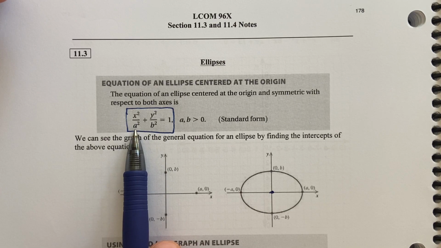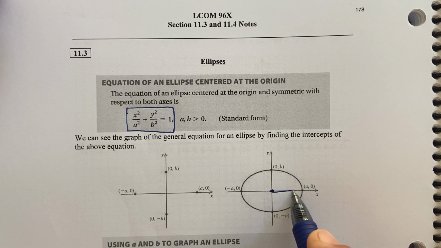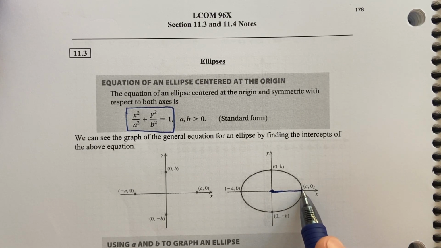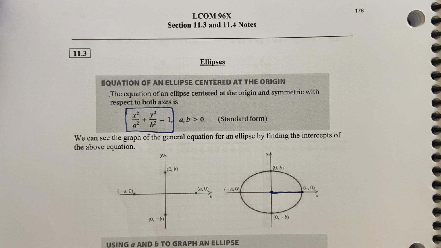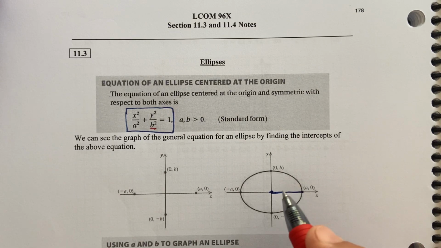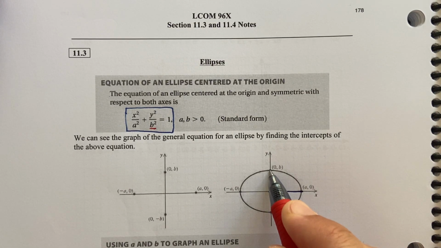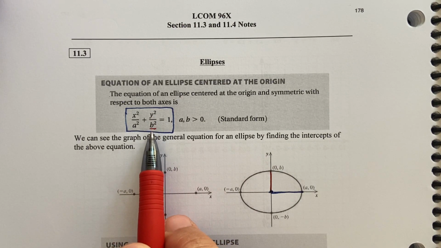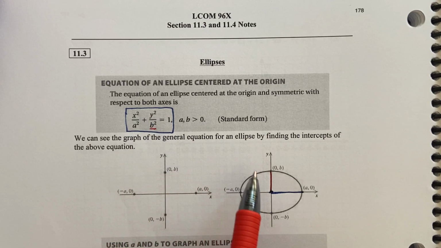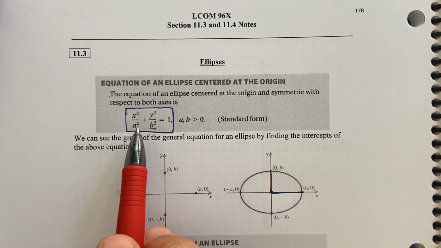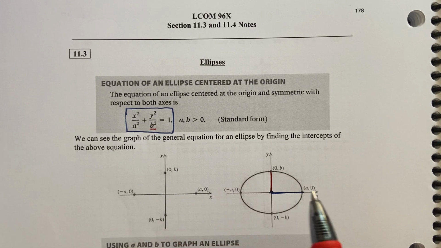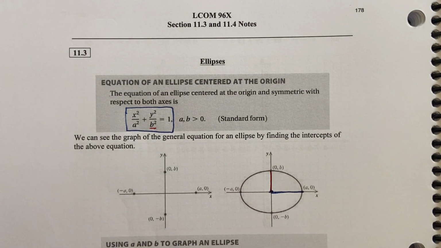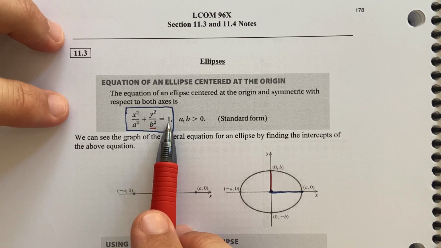So that value a, not a squared, but the value that's being squared, is how far we count this way and then make our vertex. This number b is how far we count vertically. B is always associated with the y, so whatever number is under the y term is your vertical information. Whatever number is under the x term is your horizontal information, right? X horizontal, y vertical. It should always be equal to 1 if it's in standard form.